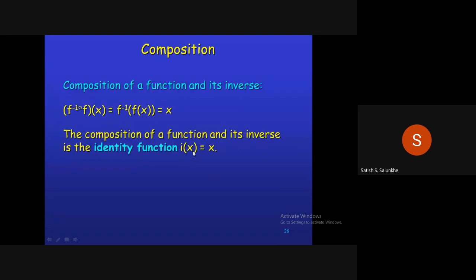So is it clear or not? Let me know in the chat box what the inverse function is and what the identity function is. Please let me know whether there is any difficulty in understanding so that I can repeat if required. Please respond in the chat box. Is it clear or not? Yes or no?